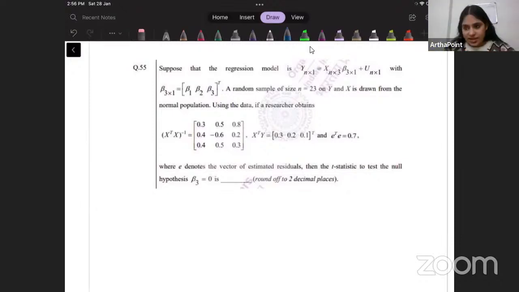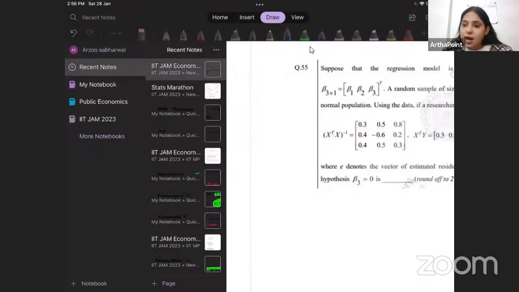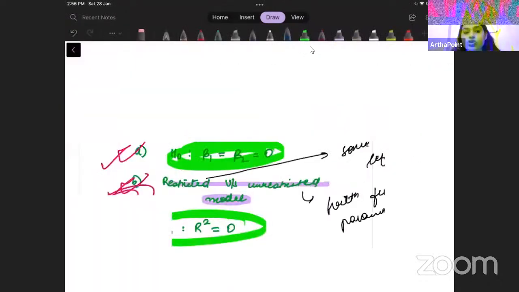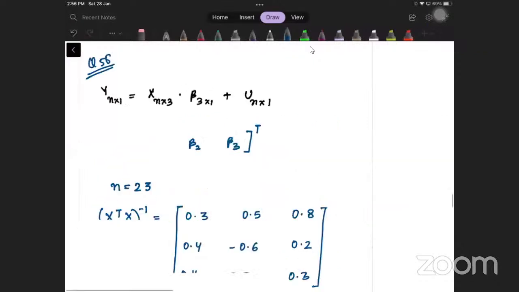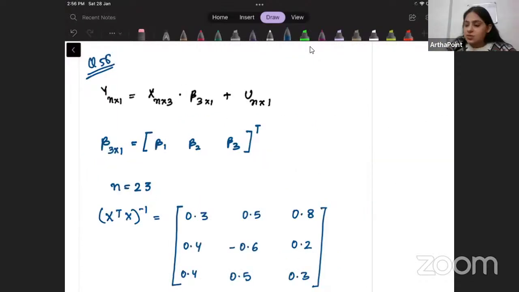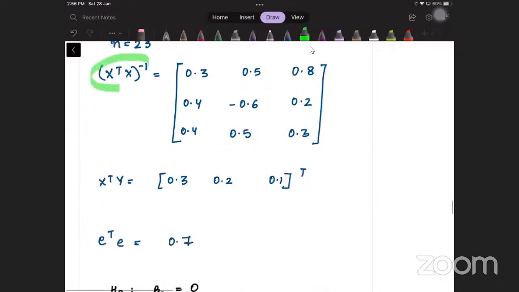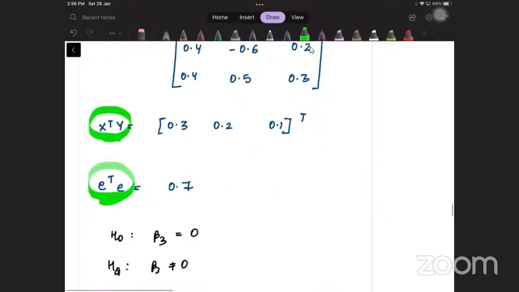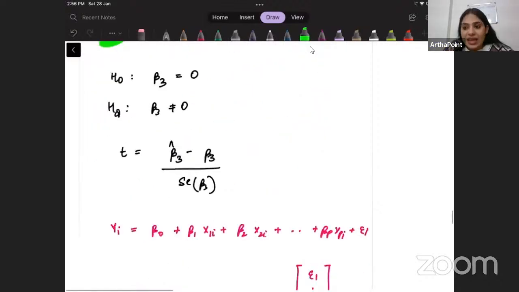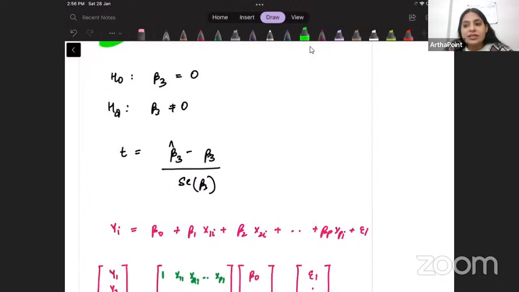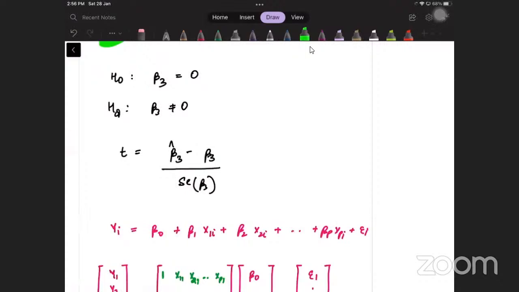But because they have given it to you, I will just give you some formulations of this question also, so that in case it comes, you should know what to do. So this is the model given to you. You're given some betas. You're given X transpose X inverse and X transpose Y. And you're given E transpose E also. So just have a look here. The aim that they're asking to check is whether beta 3 is 0 or not. So my null hypothesis is that beta 3 is 0 and my alternative hypothesis is beta 3 is not equal to 0.